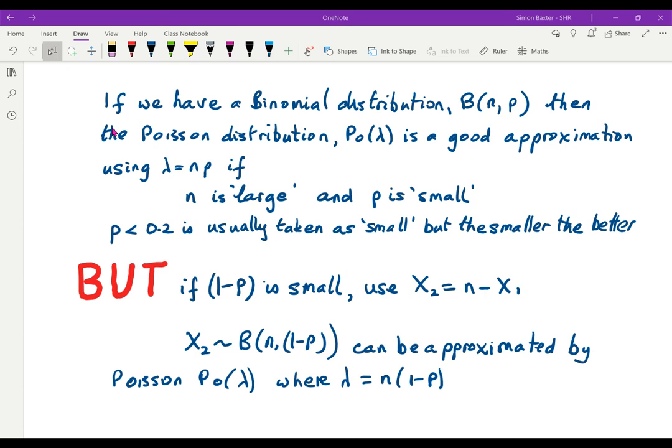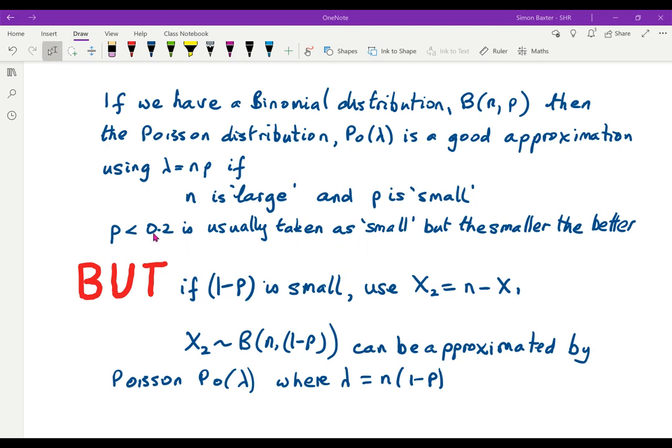So that's all summarized here. Binomial n, p, Poisson, good approximation with lambda is np, n is large. What does that mean? Well, it depends to a certain extent how small p is. If p is very small, then perhaps n being 20 would be good enough. If p isn't very small, perhaps you might need to go for n is 50. What does small mean? Well, we usually take roughly less than 0.2 as being small. I still wouldn't really think 0.15 was all that small, and the smaller the better.